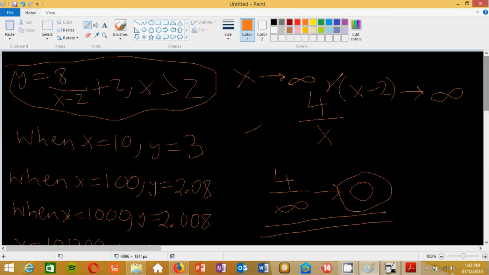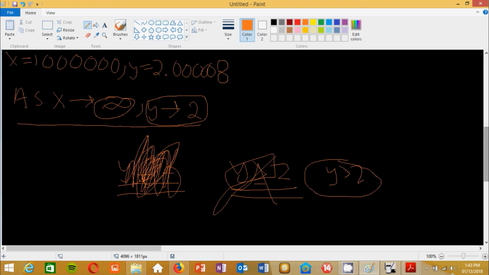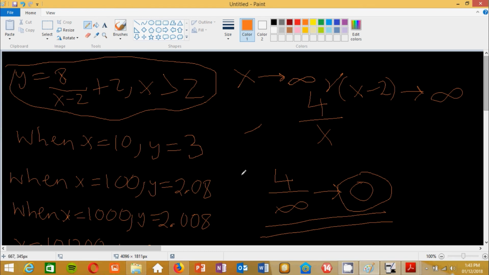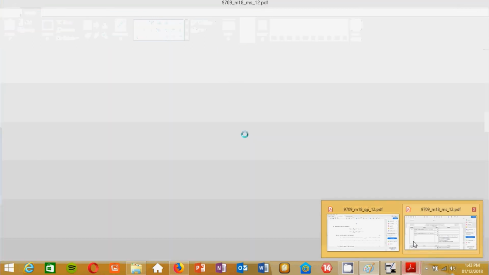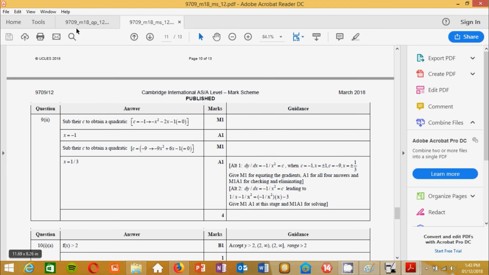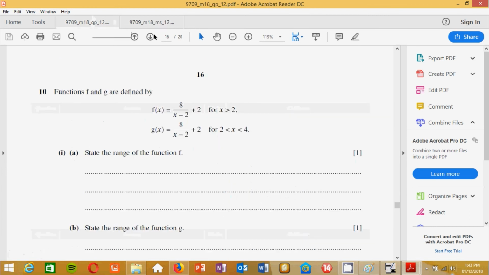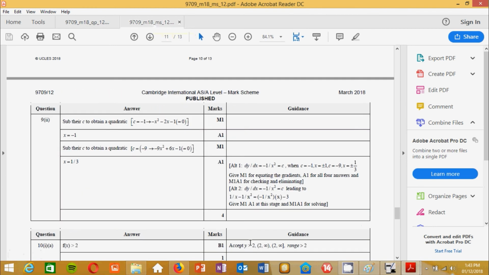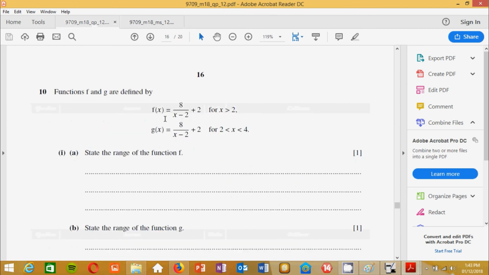If this function was becoming bigger and bigger as x becomes bigger, then we would have said y is less than 2, but anyway. So this is how you approach this question. And that's why the answer is f of x is greater than 2. Do not use y, use f of x. They said y is greater than 2, but don't do that, because the question said f of x, it didn't say y. So that's how you find the range of this function.